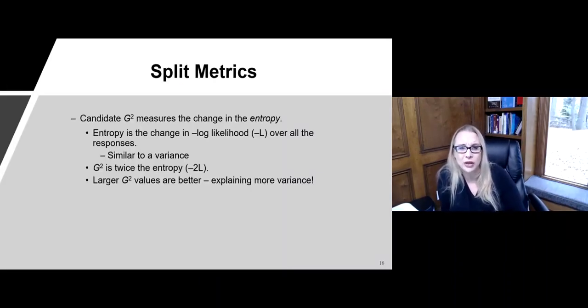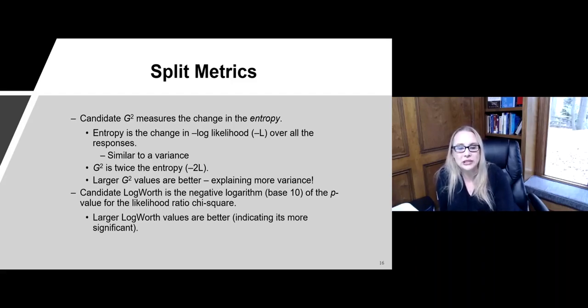There are two metrics that we're going to use to assess the candidates for splitting. The first criterion is G2, which is also known as entropy. It is based on a likelihood ratio test for the individual splits. Again, it is looking at the change in the entropy, and the entropy is the change in the negative log likelihood, often referred to as negative L, over all of the responses. It's going to be very similar to variance. G2 is just going to be twice the entropy, so it is represented with negative 2L. So here, the larger the G2 value is, the better it is. Effectively, you're explaining more variance with a higher G2 value.